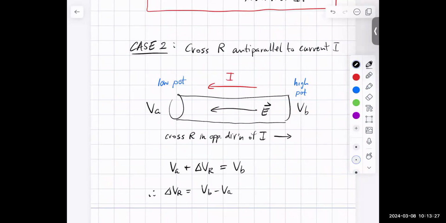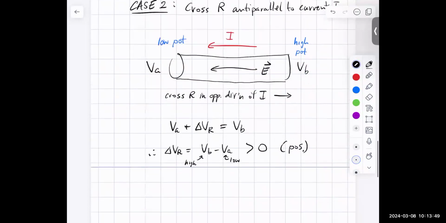What's different is now this VB is the high potential and VA is the low potential. And so we're taking a large number and subtracting from it a small number. And so this is greater than 0 or positive. Just like before, we know the magnitude or the absolute value of the voltage across a resistor is always going to be I times R. We're just figuring out the sign. In this case, the sign has to be positive.